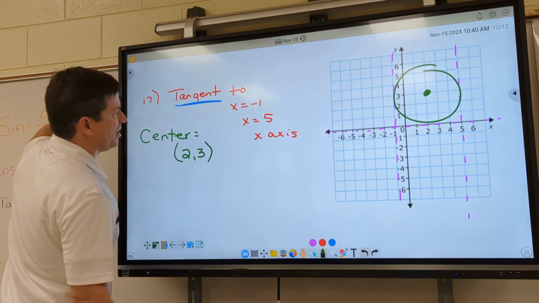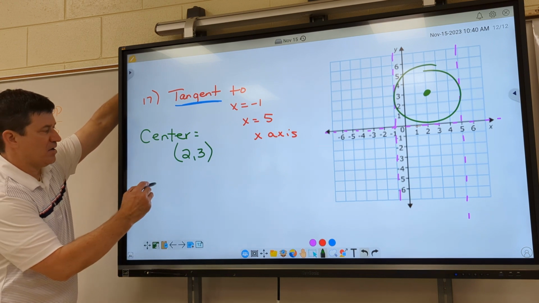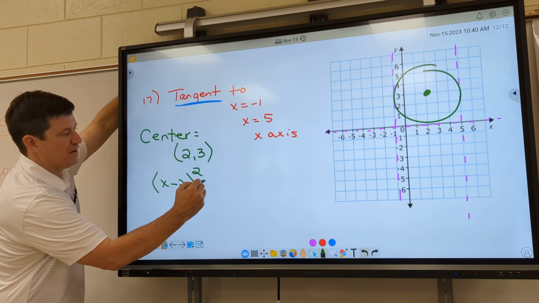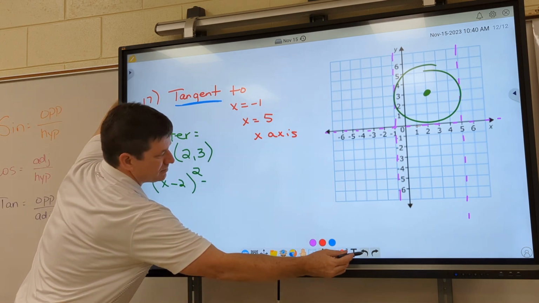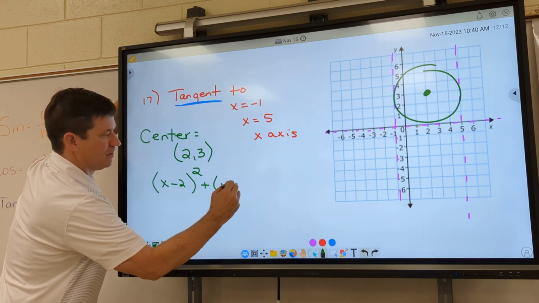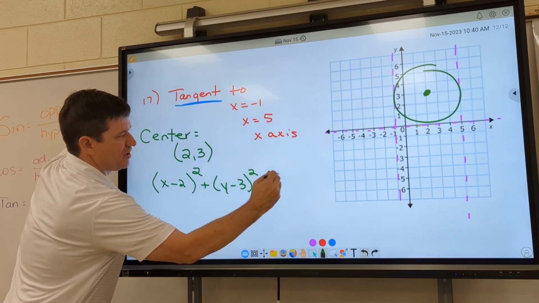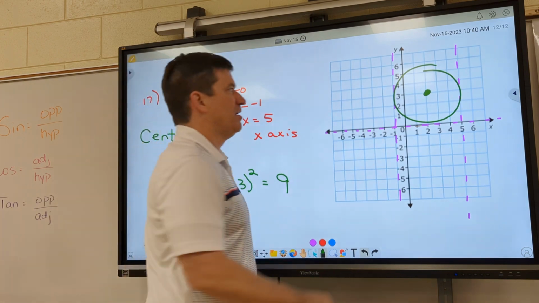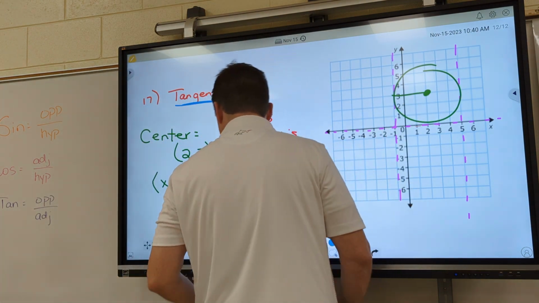So let's write our answer now. Hunter, what goes in the first parenthesis? X minus 2 squared. Finish it, Hunter. Plus y minus 3 squared equals 9. Where did Hunter get 9 from? Because the radius, if you count, it's 3. 3 squared is 9. All right, good.